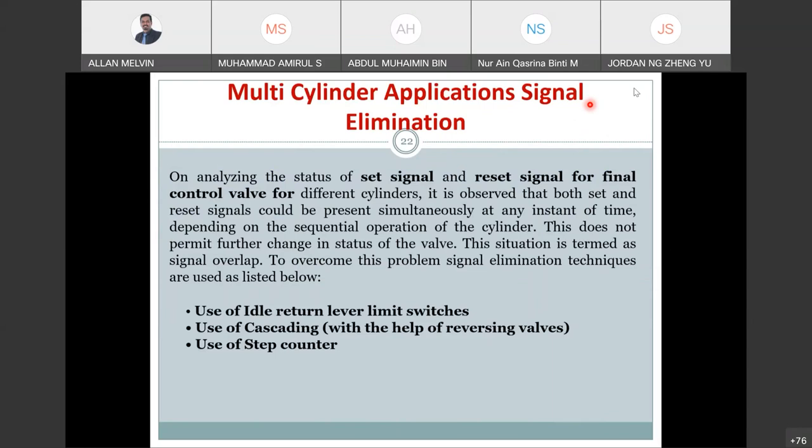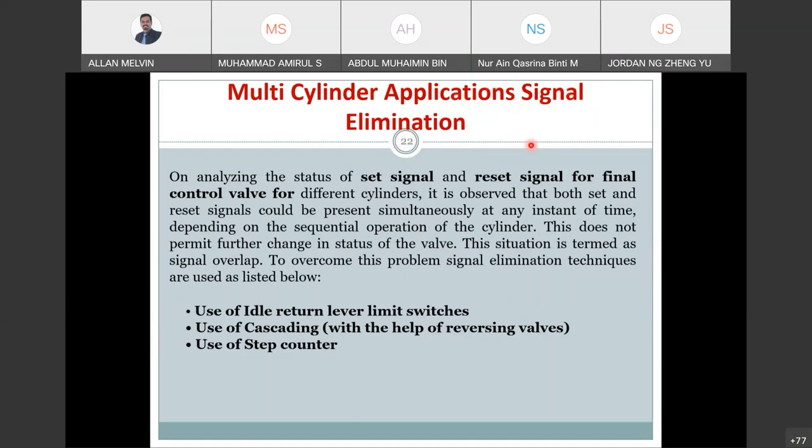You want to try? If there is signal overlap, I think you have to use another valve, another signal valve. No, I mean what is the process? If you have signal overlap, you need to do this process to eliminate it. I already gave the answer, right? Signal elimination. This is already given here.